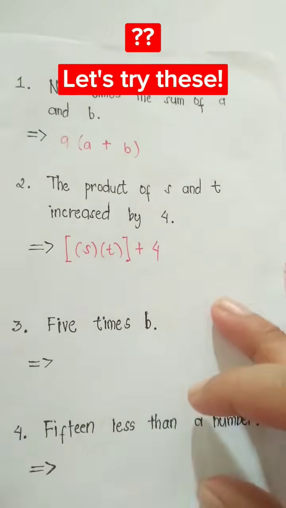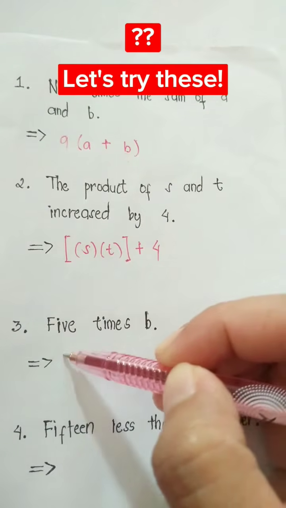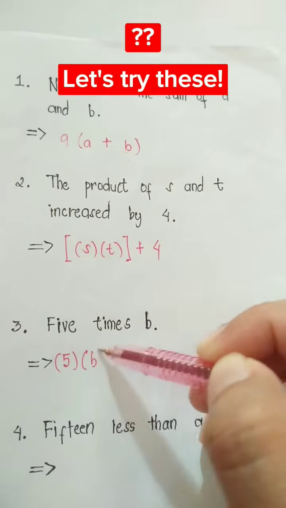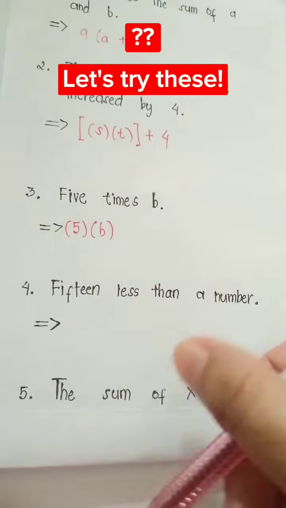Next we have 5 times B. Therefore we have 5. Times means we have to multiply, then B. How about 4 and 5? Your turn.